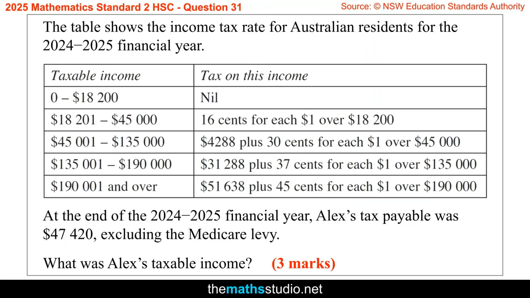Question 31. The table shows the income tax rate for Australian residents for the 2024-2025 financial year. At the end of the 2024-2025 financial year, Alex's tax payable was $47,420, excluding the Medicare levy. What was Alex's taxable income?